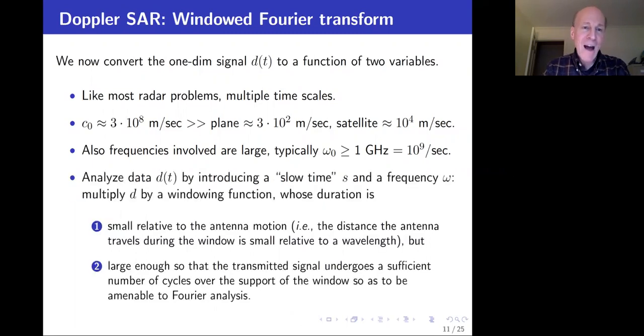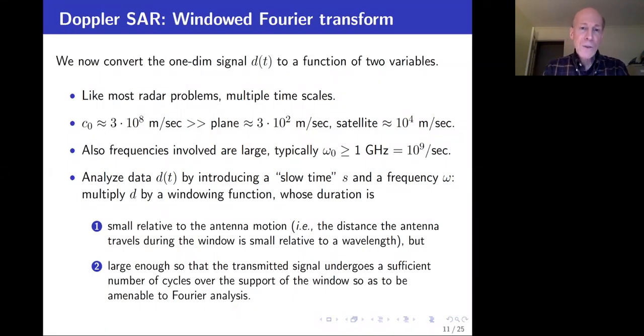We are going to analyze the received signal d of t by introducing two variables, namely a slow time s and a frequency omega. So s is basically replicating the fact that you're moving along the trajectory, which is relatively slow compared to the speed of light, right? And also a frequency omega. So how do we do that?